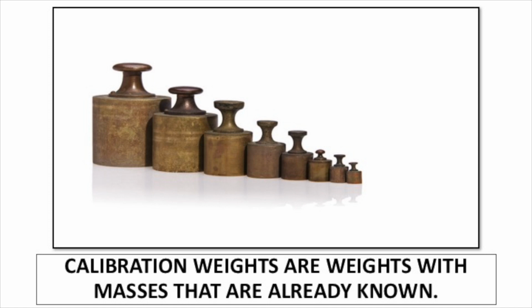1 kilogram, 500 grams, 250 grams, 200 grams, 100 grams, 50 grams, 25 grams, and 10 grams. So if we want to know how much something weighs, we can weigh it against a calibration weight. And then we'll know if it's less or more.